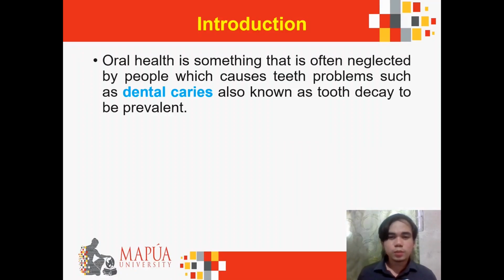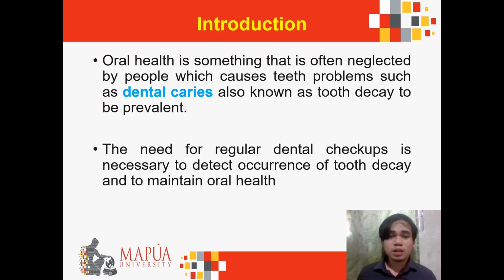Oral health is something that's often neglected by people, which causes teeth problems, such as dental caries, also known as tooth decay. The decay starts with the bacteria present in the mouth that turns the sugar and carbohydrates from the food a person eats to acid and demineralize the hard enamel of the tooth. Depending on the dental caries, restorative methods such as dental filling, or in worse cases, extraction may be applied. This is why regular dental checkups are necessary to detect occurrence of tooth decay and to maintain oral health.